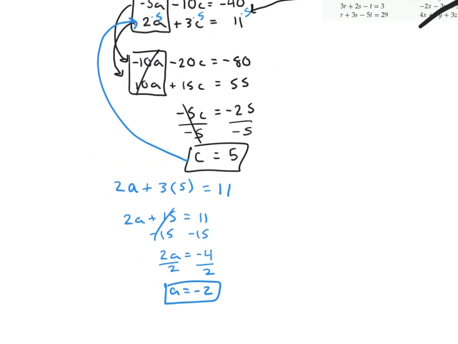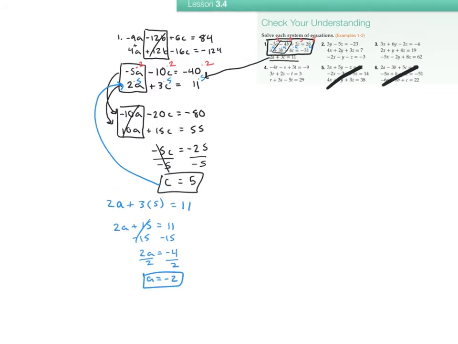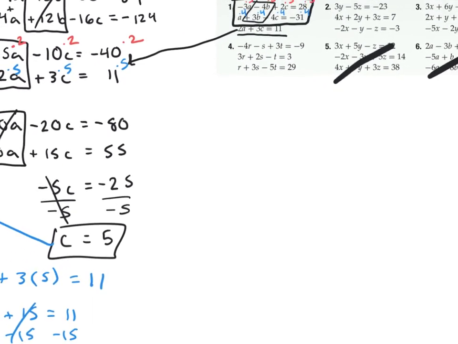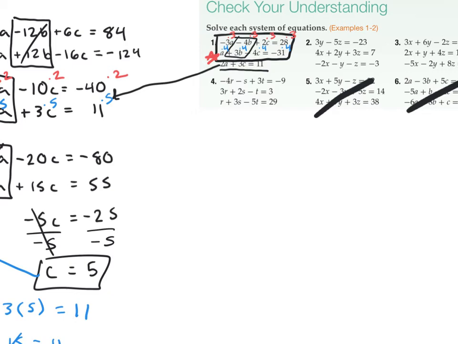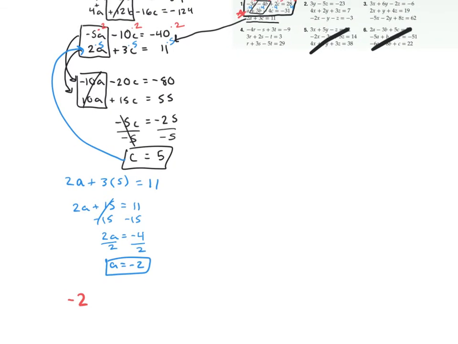Now we need to find b. So what do we have to plug a and c into to find b? One of the original equations. So I'm going to plug it into the second one here. So I have a, which is negative 2, plus 3b minus 4c, and c is 5, is equal to negative 31.